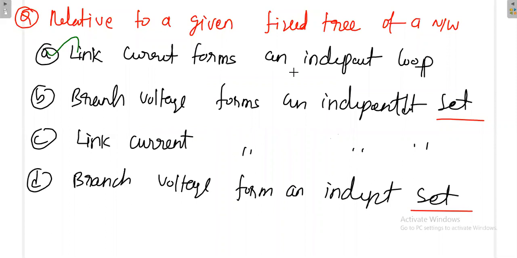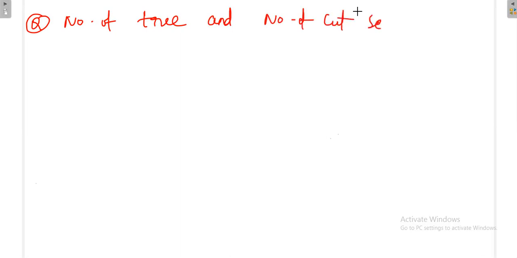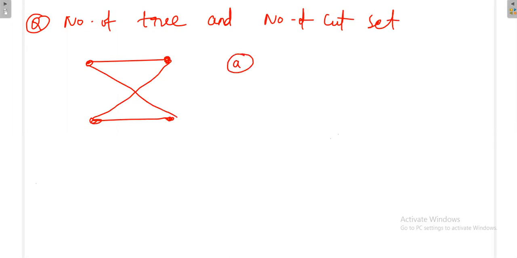So next question. Number of trees and number of cut sets. Okay, for a given graph, you have to calculate the number of trees and the number of cut sets. Again, one more thing you have to note down here. They have given number of cut sets. They have not given number of fundamental cut sets. You have to be very careful with that.